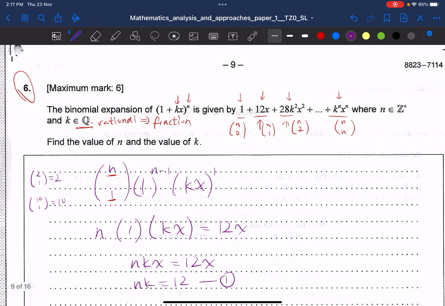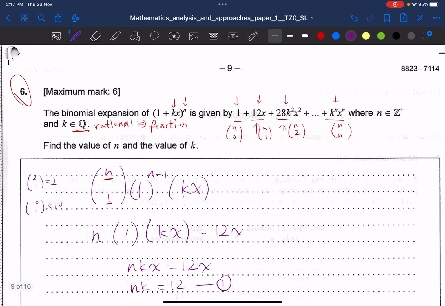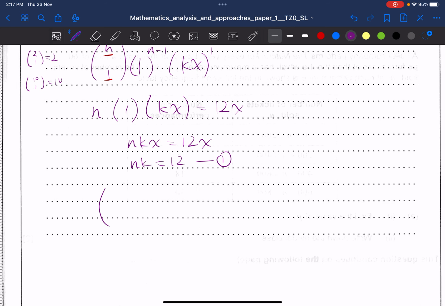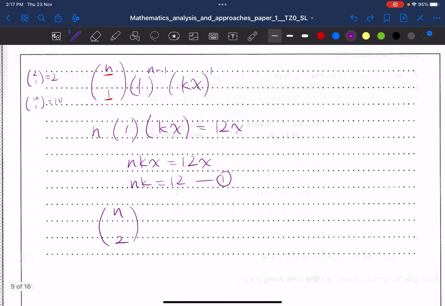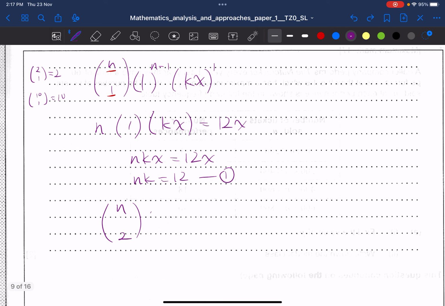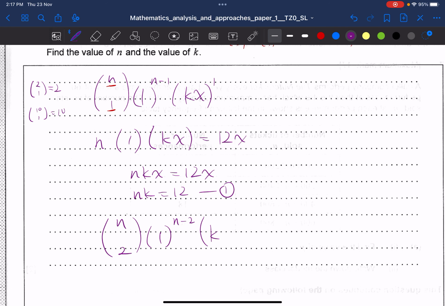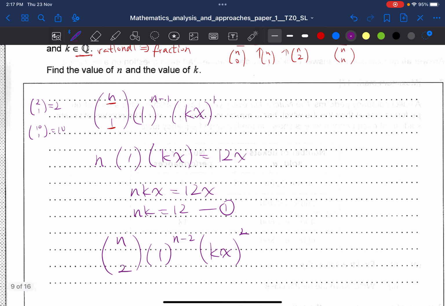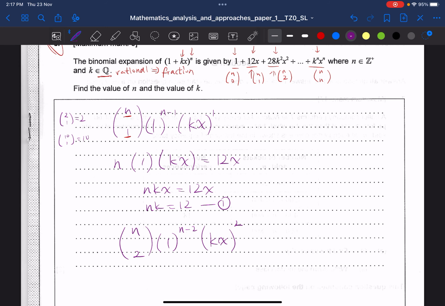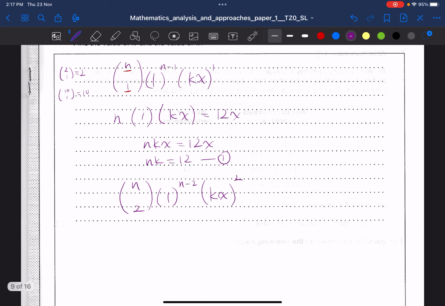Okay, second equation, I think we're going to use the 28k squared over here to help us. So n choose 2. Oh, sorry, this should not be equal. n choose 2, and the same thing, 1 to the power of n minus 2. Okay, so kx is here, to the power of 2. And then probably just expand this out.